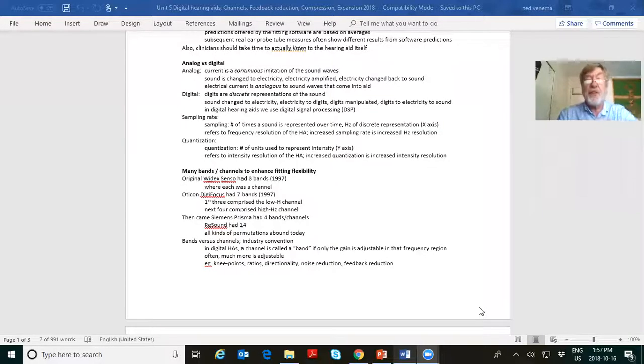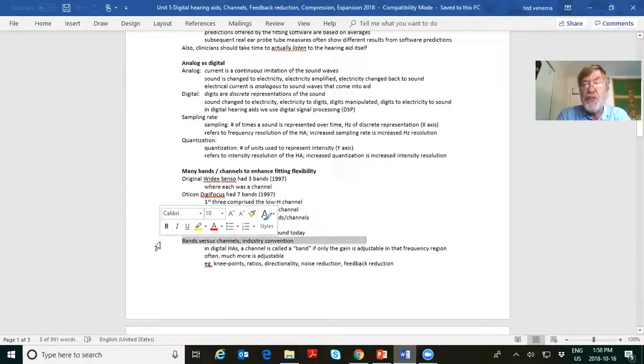Widex Senso. Remember that one. First digital hearing aid, 1997. Each band was a channel. What does that mean? Let's read here on the bottom. Bands versus channels. Industry convention.